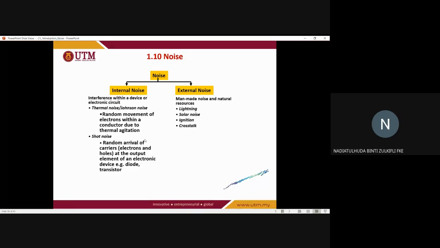The two main noise types within internal are thermal noise, or Johnson noise, and shot noise. Thermal noise, or Johnson noise, is due to random movement of electrons within the conductor due to thermal agitation. The keyword here is thermal agitation. Even if we do not apply any voltage or current to our circuit, this noise can still occur because of temperature. We have heat in our system, so this leads to noise.